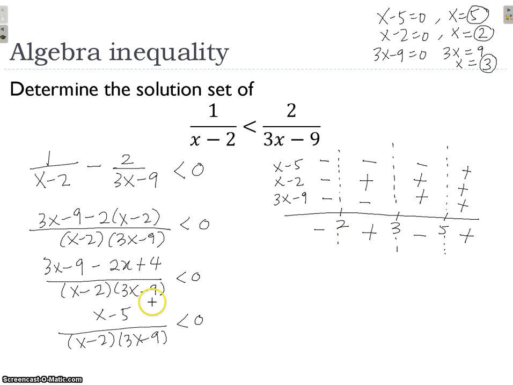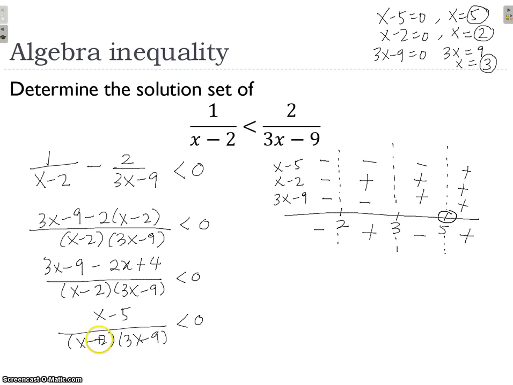Now we want to answer this question: x minus 5 divided by x minus 2 multiplied by 3x minus 9 less than 0. So if you look at this sign, less than 0, in this case we cannot choose x equals 5 as an answer, because 5 minus 5 you will get 0, which is not less than 0. So it's very obvious that we cannot choose 5 as the answer, so I draw a round circle here at 5 to indicate we cannot choose 5 as an endpoint of the interval.